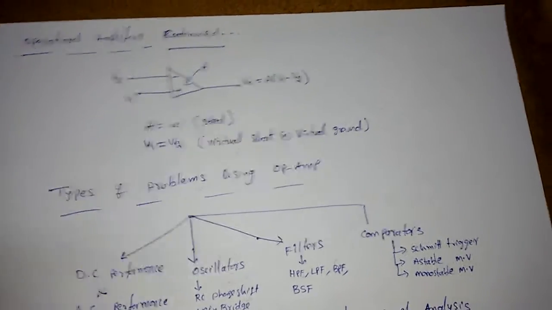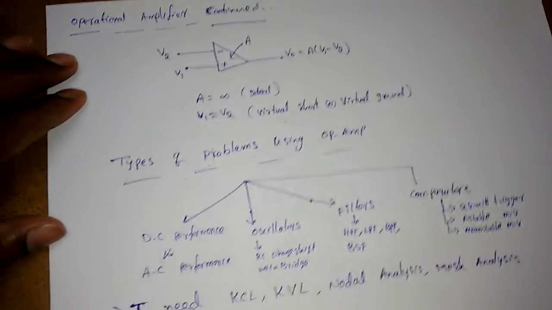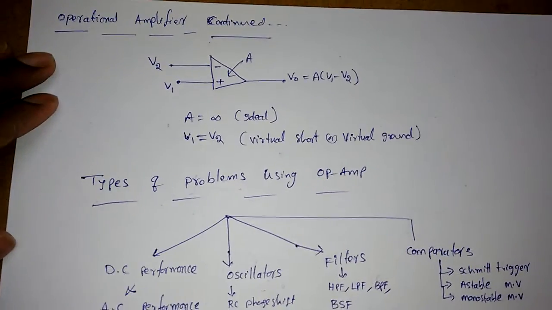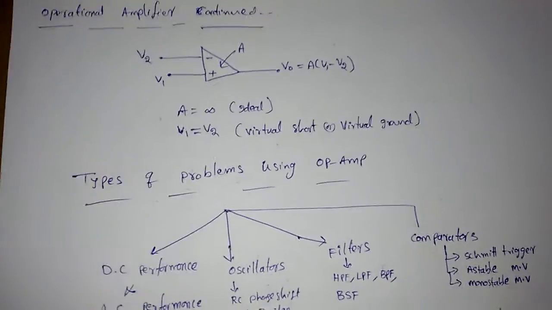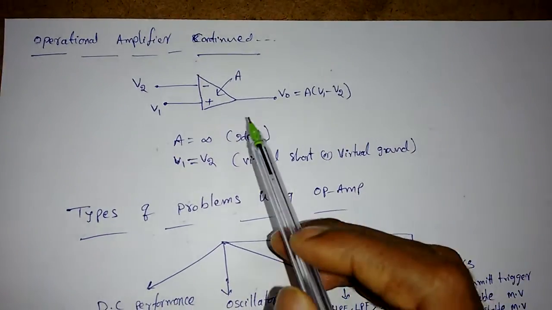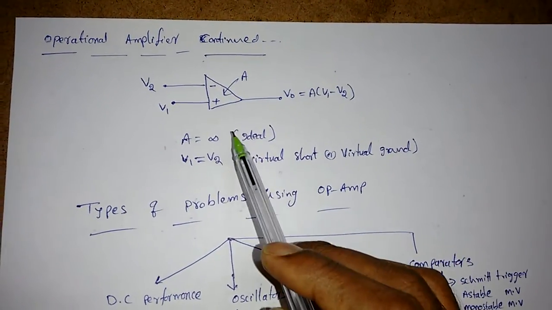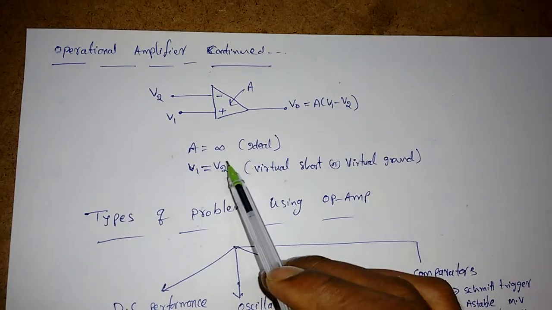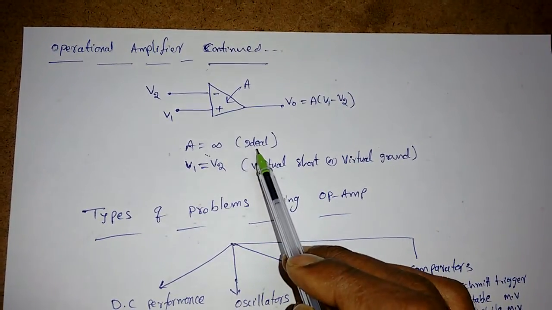In this video, I'm going to continue with operational amplifier basics, and how to do a problem. In the previous lecture I explained the ideal op-amp characteristics. What was the ideal characteristic? Gain is equal to infinity.